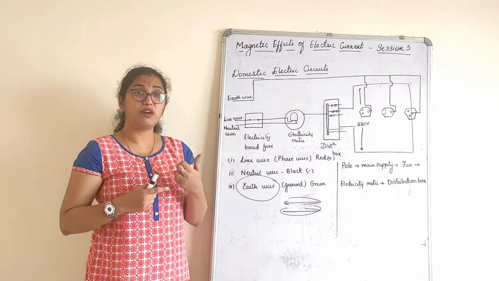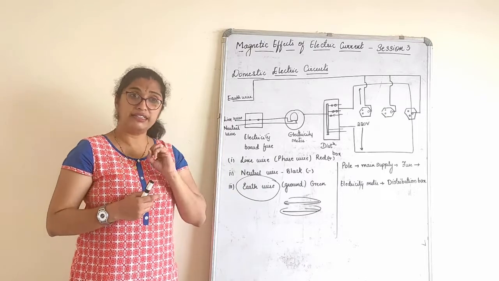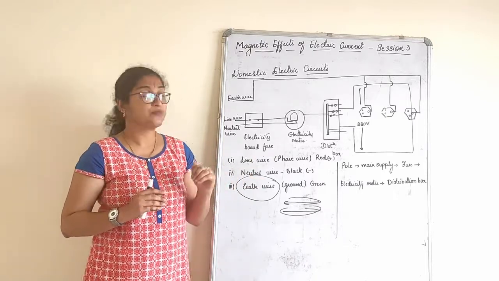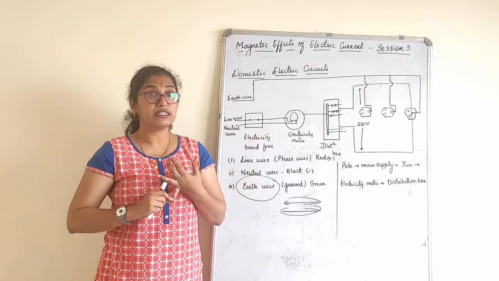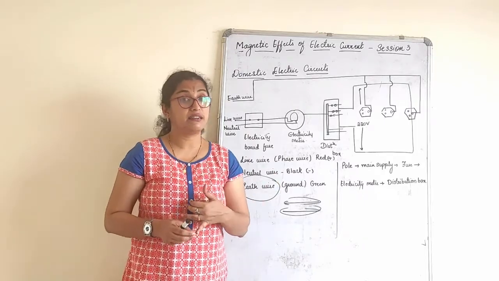We should only know about 3 wires, that is live wire, neutral wire, earth wire, and their colors. What is the main purpose of these 3 wires? Which are the 3 main safety devices that we have? Fuse is a safety device. Did we learn about fuse? Yes, we learned that in the electricity chapter.